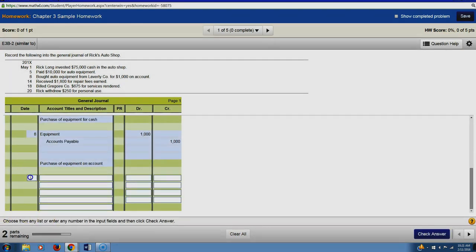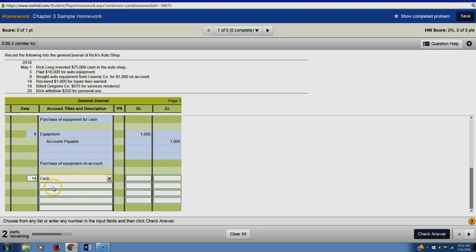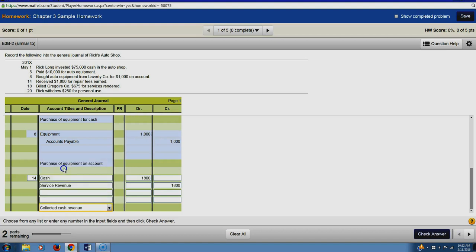And here we are on the 14th, so we'll put the 14 in there. Analyze your entry. What happened? You got money, 1,800, so you're going to debit cash, asset goes up, and it is a fee earned, which would go to the revenue account, and we're talking $1,800. And then service revenue. Now again, we're not using a ledger in this little problem. However, this step comes first, and then it looks like I have to choose earned revenue on account. No, collected cash revenue, because we got paid right away.